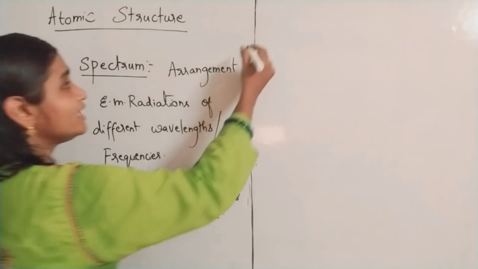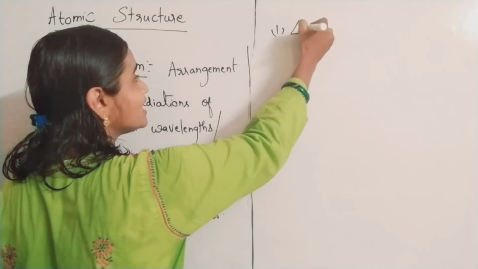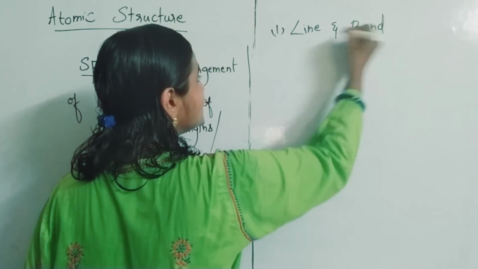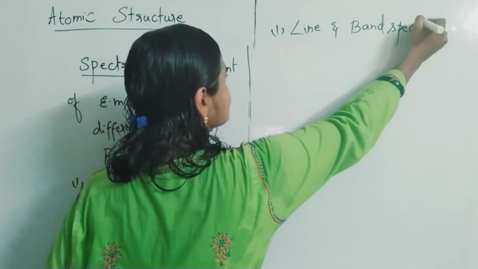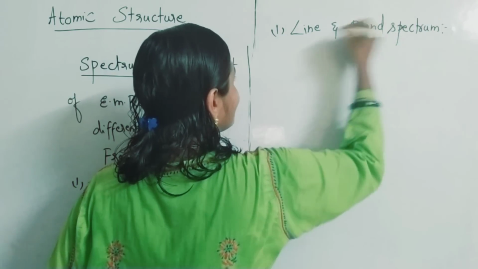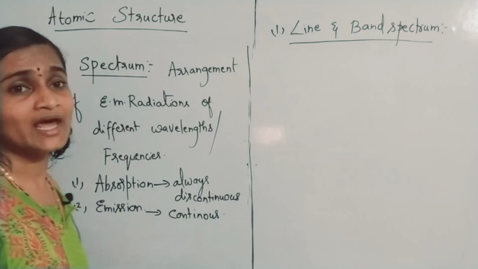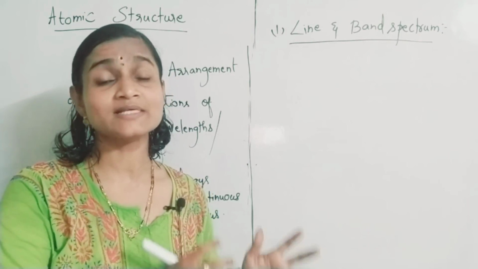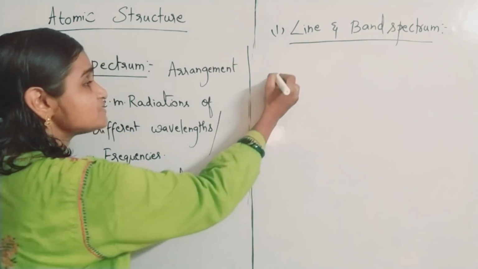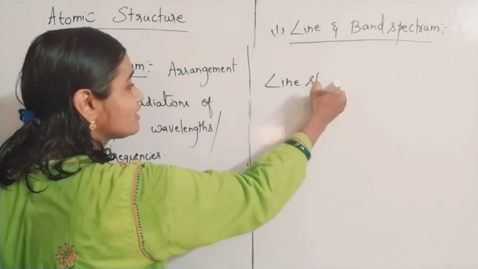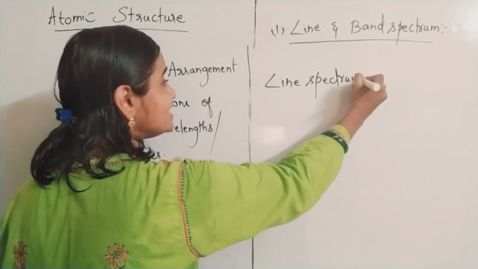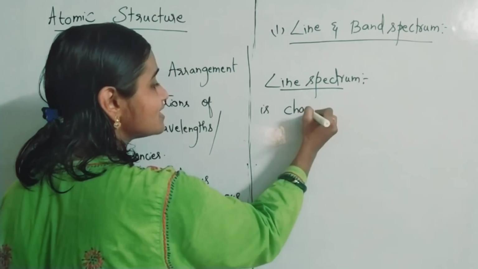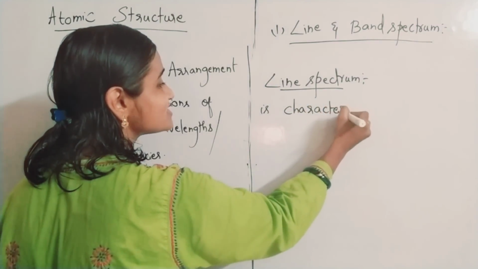Accordingly, there is another classification, line and band spectrum. Line spectrum is characteristic of atoms. That means if the heated source of light is in an atomic state, the spectrum so obtained is called a line spectrum. Line spectrum is characteristic of what? Atoms, whereas band spectrum is characteristic of molecules.